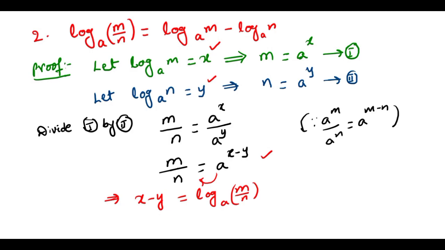That x is log m base a minus what is y? Log n base a. Okay, it is equal to log m by n base a. So this is the proof here. So log m by n base a is equal to log m base a minus log n base a.